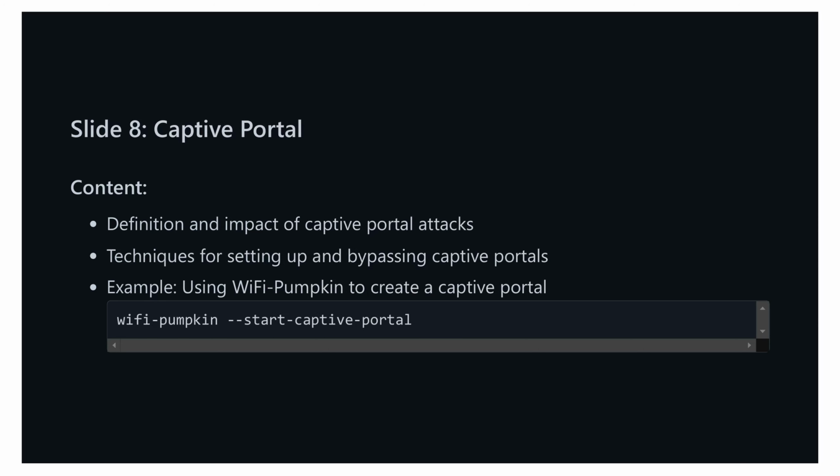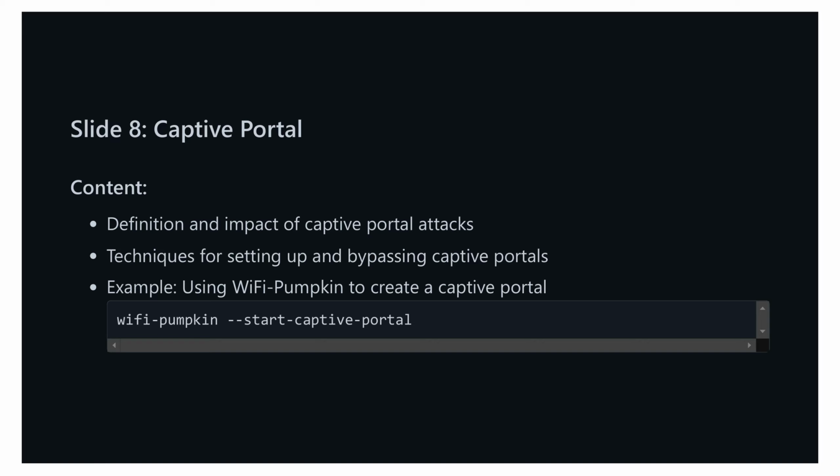All right, let's move on to slide 8, which focuses on captive portal attacks. Firstly, let's define what a captive portal attack is. A captive portal is a web page that users are automatically redirected to when they connect to a Wi-Fi network. Typically, this page requires some form of validation before granting access to the internet. The impact of a captive portal attack can be significant. Attackers can set up phony captive portals to capture sensitive information, such as usernames, passwords, and other personal details as users try to log in. This method of attack can also be used for phishing or spreading malware.